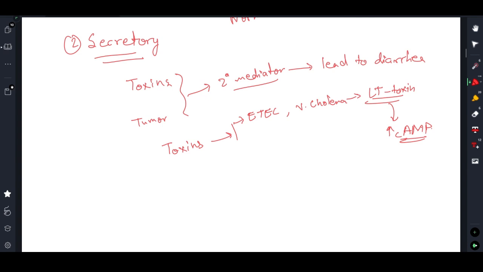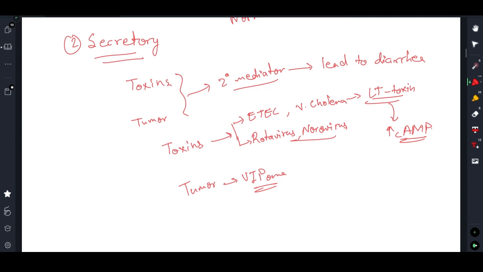And what is the example for tumor? As we discussed, VIPoma. And in toxins, you can also have the enteropathogenic viruses acting as a toxin. Their capsid is basically acting as a toxin. And which are those? They are rotavirus or norovirus. Okay, so this was a basic discussion on secretory diarrhea.